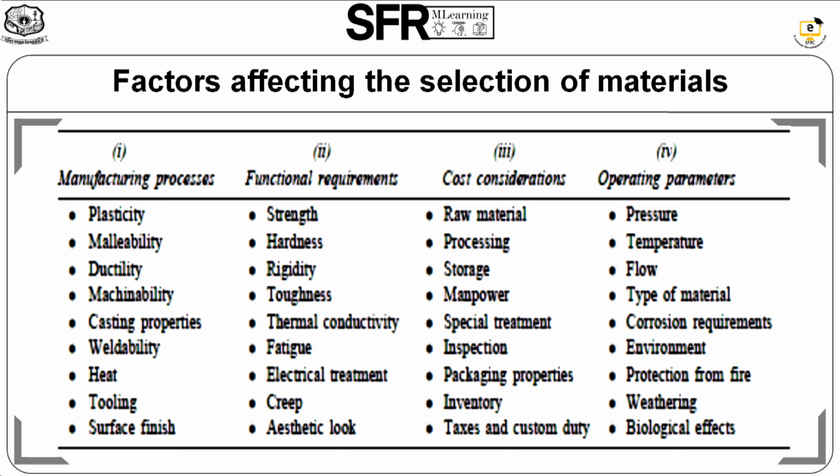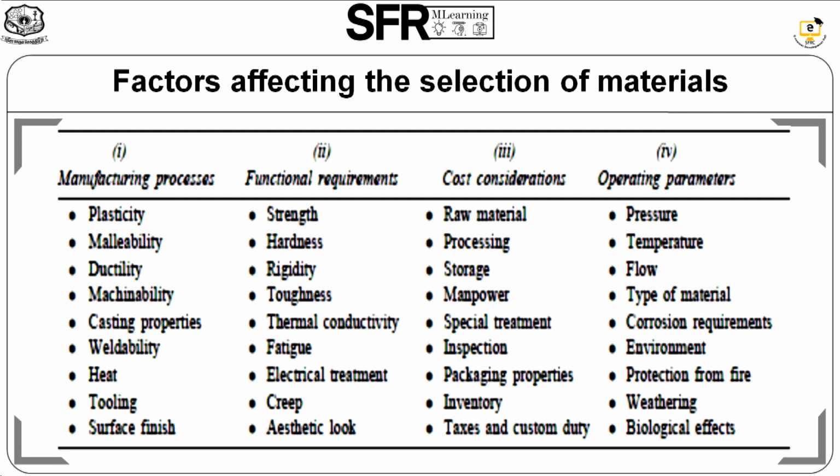The selection of a specific material for a particular use is a very complex process. However, one can simplify the choice if the details about the operating parameters, manufacturing processes, functional requirements and cost considerations are known. There are thousands and thousands of materials available, and it is very difficult for an engineer to possess a detailed knowledge of all the materials.